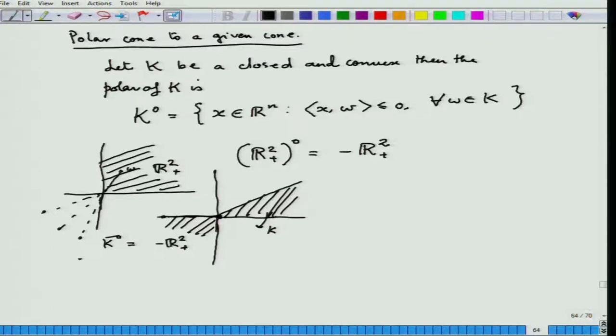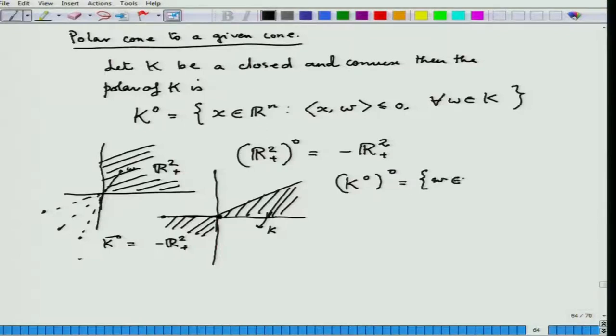Then I must just look and ask this question, what is the polar of the polar? That is just a curious question, nothing much to worry about. So, if I define it, this consists of all w in Rn such that w times x is less than or equal to 0 for all x in K polar. I am just repeating the definition, replacing K with K polar, that is all. The interesting fact is that K polar polar is equal to K. That is the interesting thing.